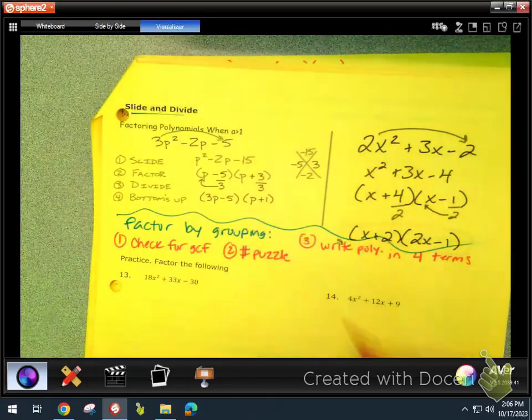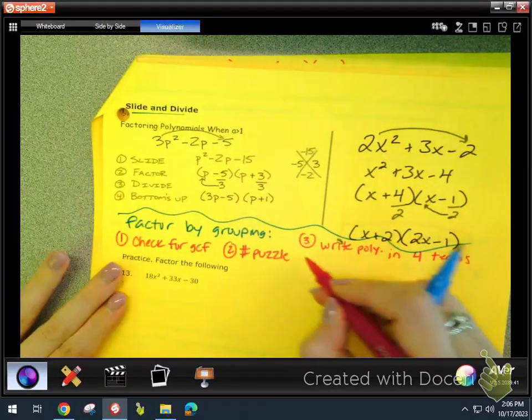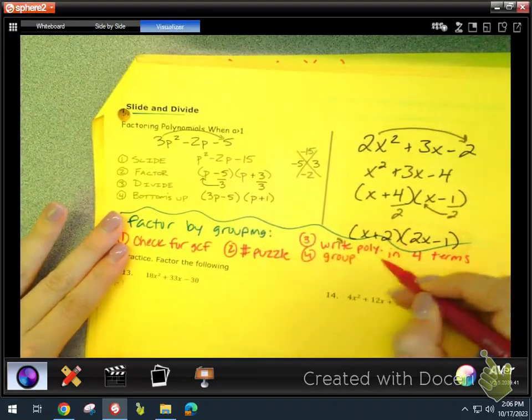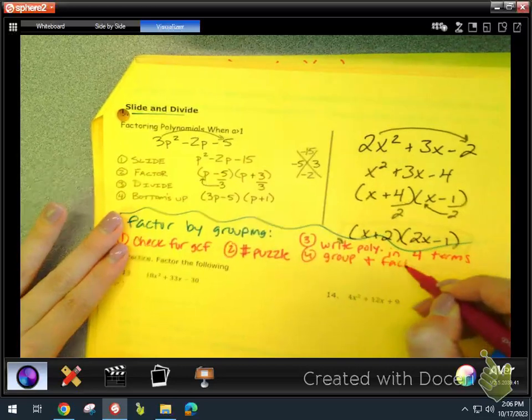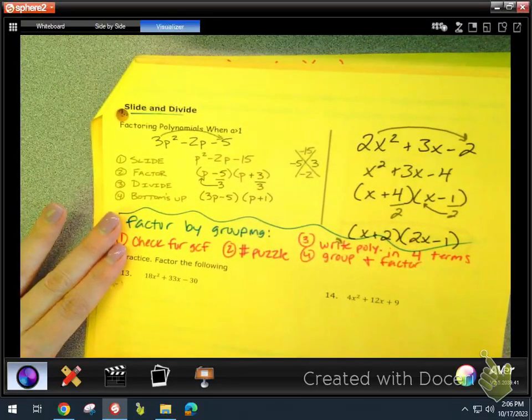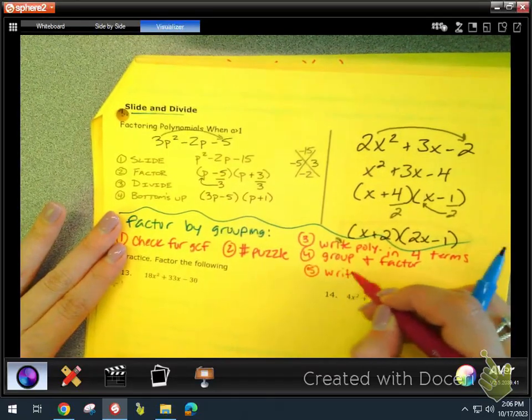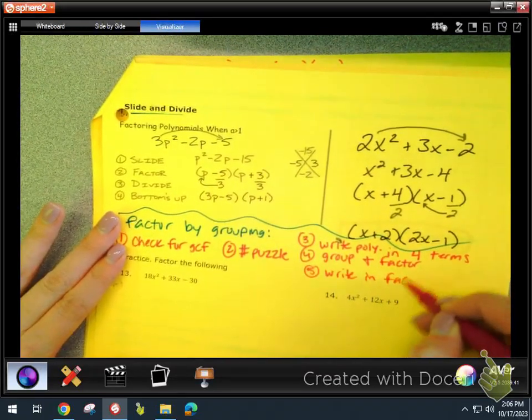And then from there, when I have 4 terms, I'm able to make 2 groups. That's why it's called factor by grouping. So step 4, I'm going to group and factor. And then step 5, I'm able to write in factored form.